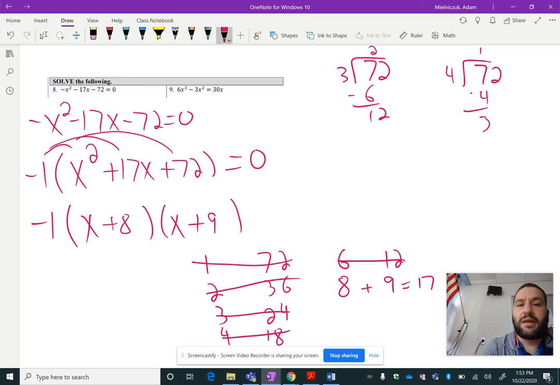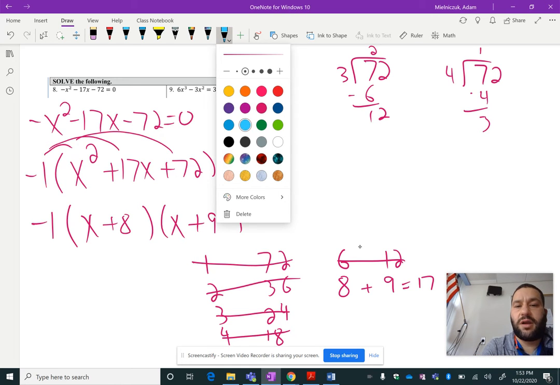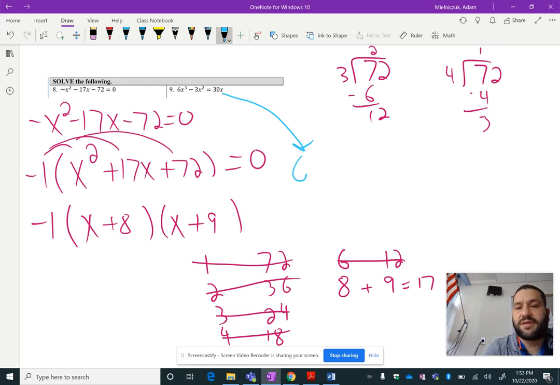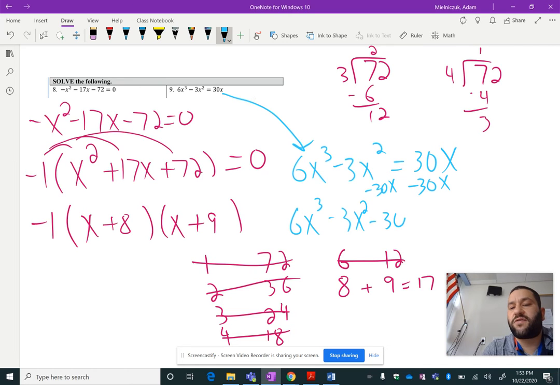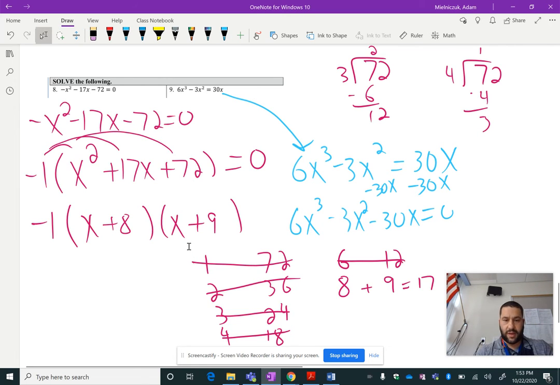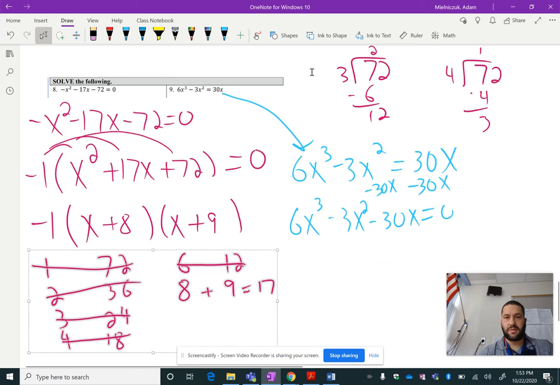Okay, let's look at the last example here. All right, we have 6x cubed minus 3x squared equals 30x. The first thing I would do is subtract 30x over, because we are used to seeing everything on the same side. So now we have 6x cubed minus 3x squared minus 30x equals 0. All right, let me quickly move all my factors out of the way, so that we have more space.